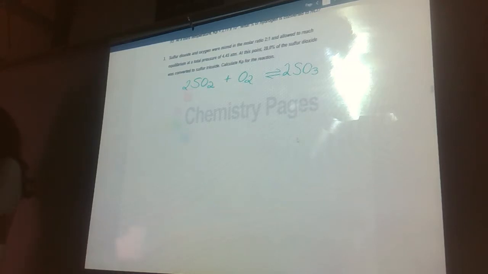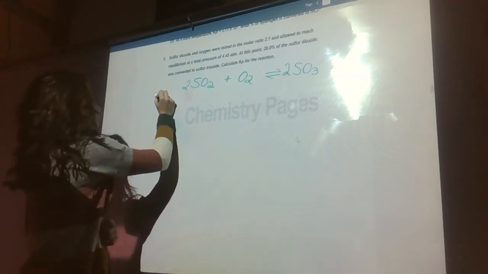And they were allowed to reach equilibrium at a total pressure of 4.45 atmospheres. At this point, 28% of the sulfur dioxide was converted to sulfur trioxide. Calculate Kp for the reaction.